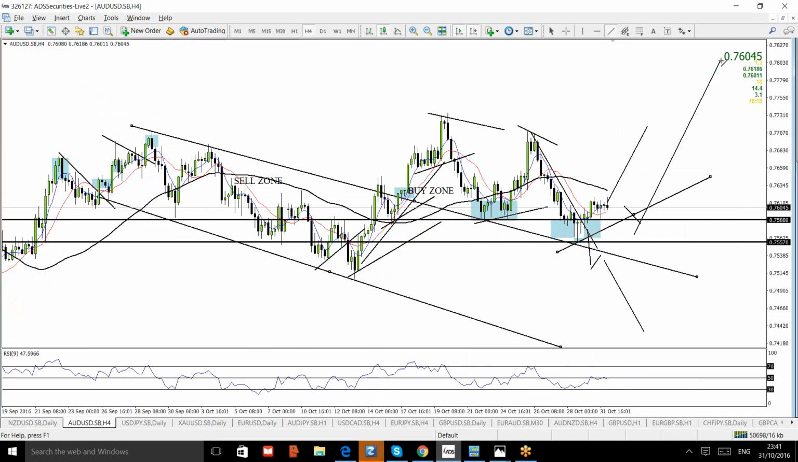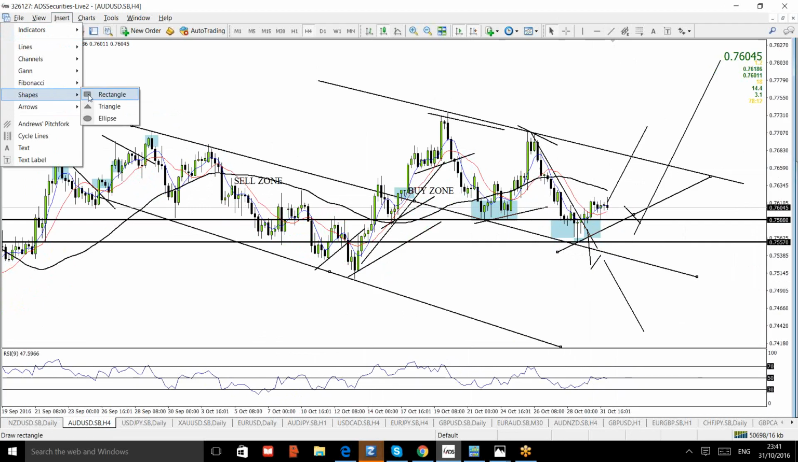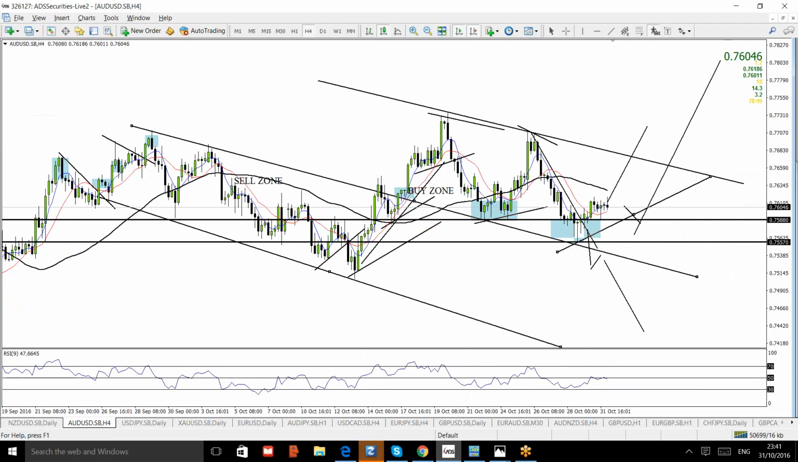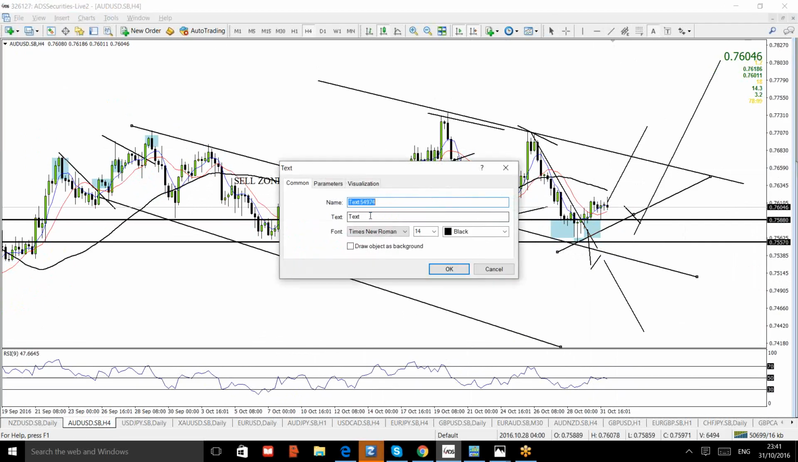Otherwise, you will be just buying it. Makes sense? But then again, I've established this sell zone again.